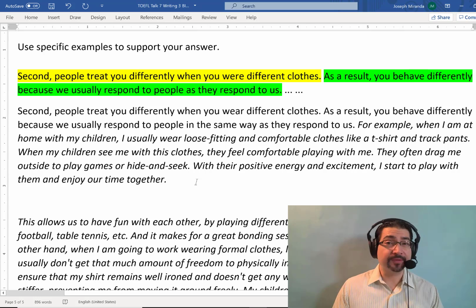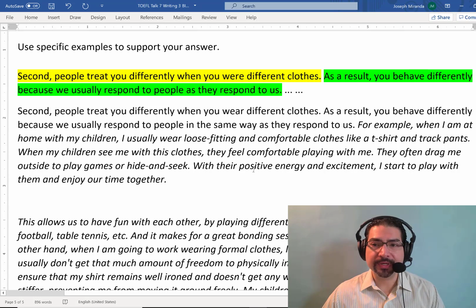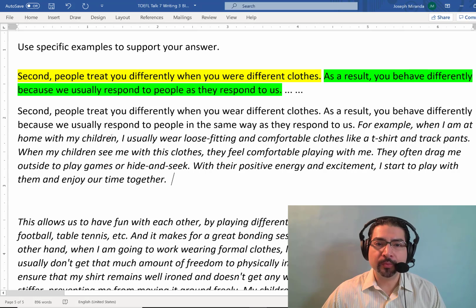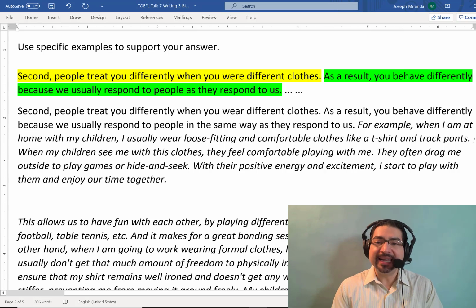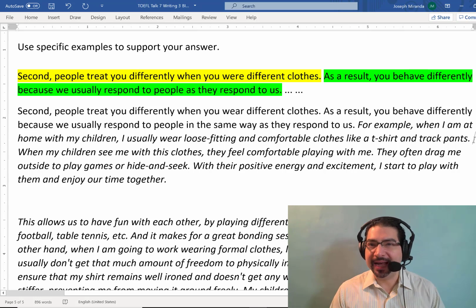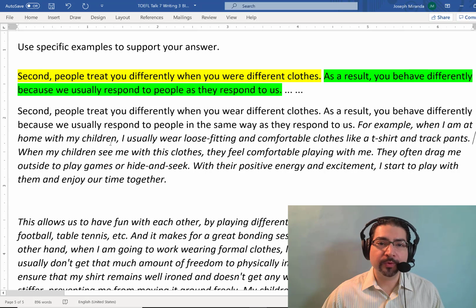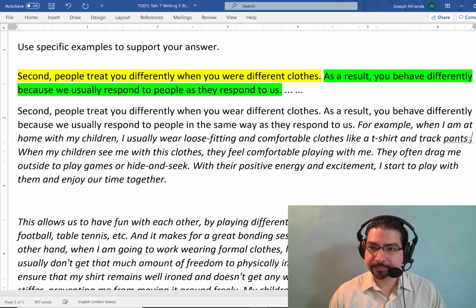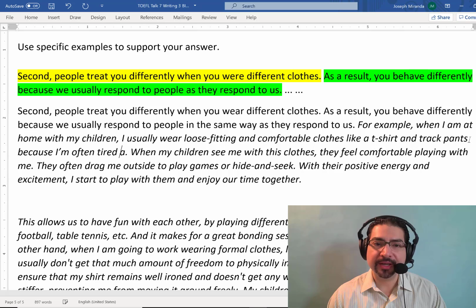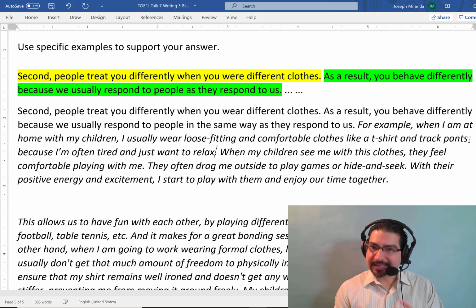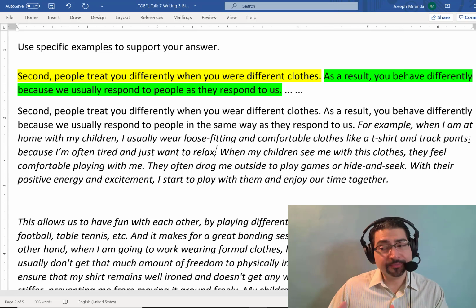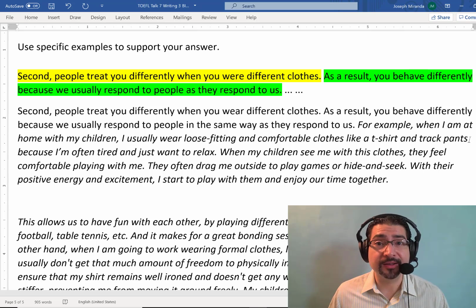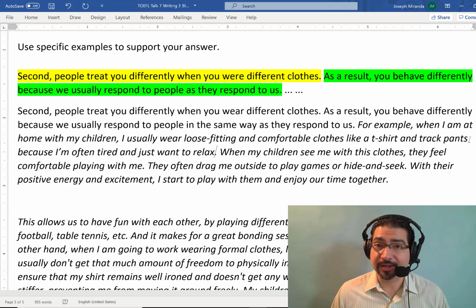And now, after reviewing that, I can enhance this, right? Because what I realize is here, for example, when I'm at home with my children, I usually wear loose-fitting and comfortable clothes like a t-shirt and track pants. I can emphasize, I usually feel tired at that time. So I could say, because I'm often tired and just want to relax. So that's different. So it kind of enhances the example, right? Because I'm actually showing there really is an influence on my behavior depending on what I wear.